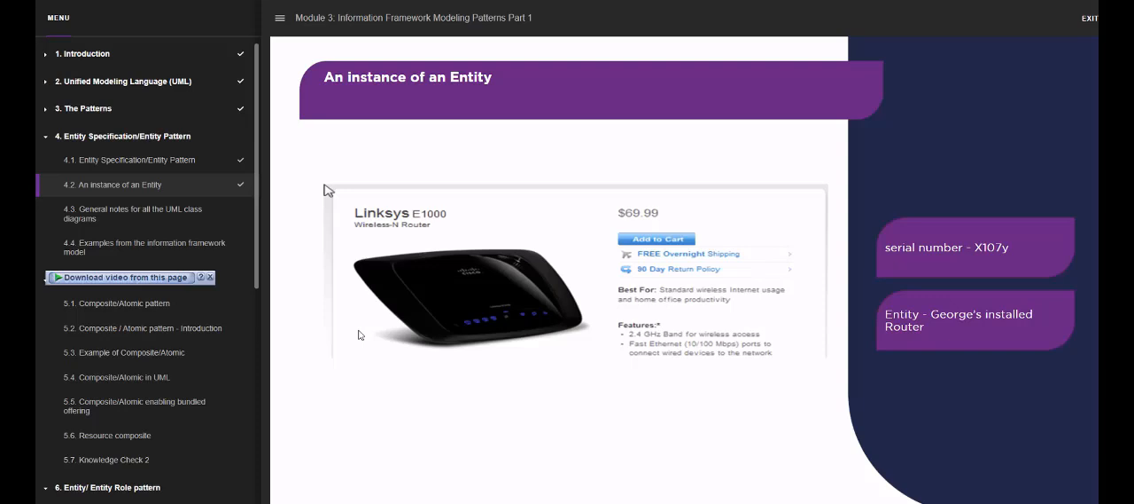There is no need to repeat all the attributes that describe each entity, here a product. One way to think about this pattern is that the specification contains attributes such as model number that are shared by all instances of the entities described by the entity specification, and that the entity contains attributes unique to it, such as serial number.